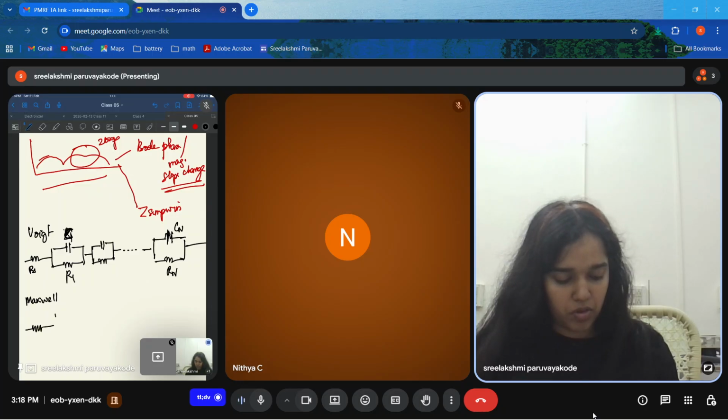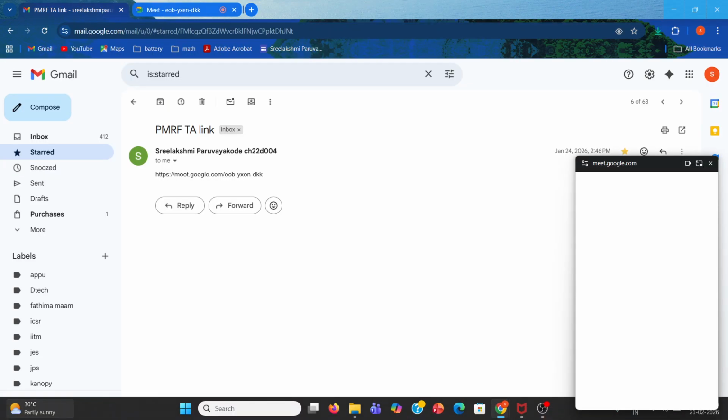Maxwell, again you have the solution resistance, and you have a capacitor and another resistor. Now after this you have a resistor.